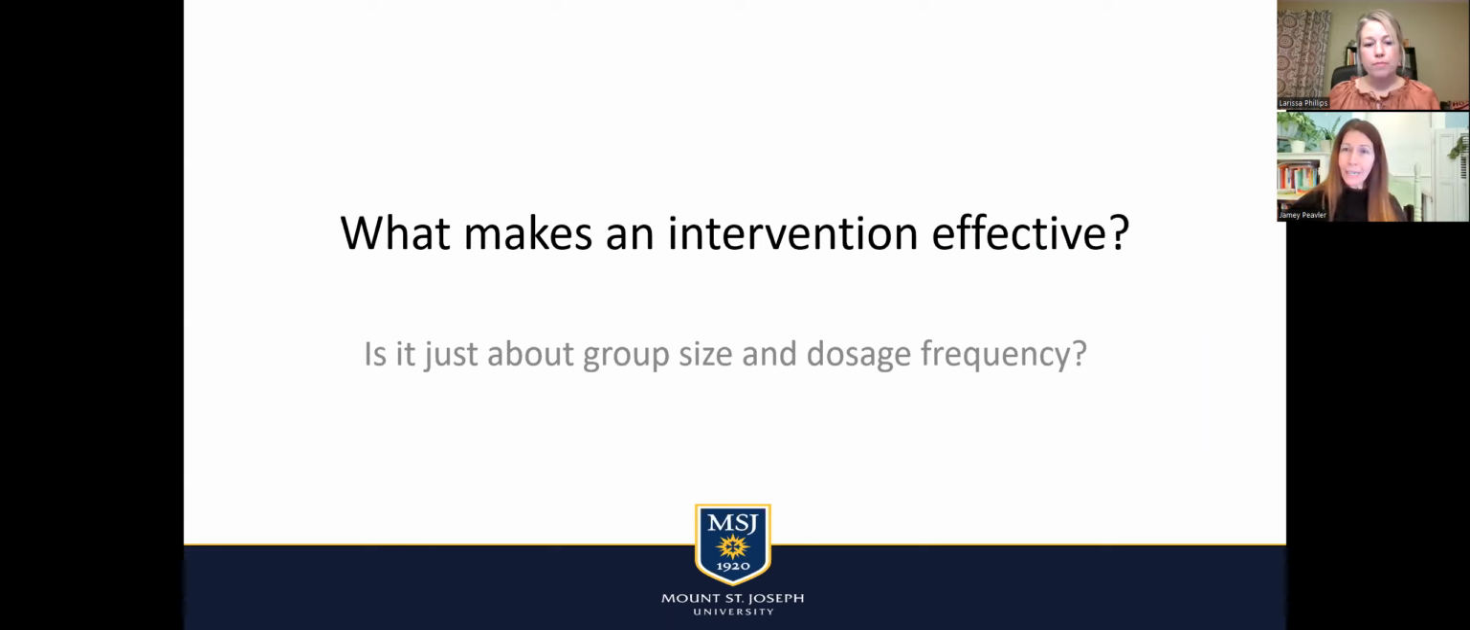So we talked about assessments. We talked about the need to be able to use them for specific purposes. And now I want to shift gears a little bit. So I'm going to pause and see, Larissa, if we have any questions about that topic before we start talking about what makes an intervention effective.